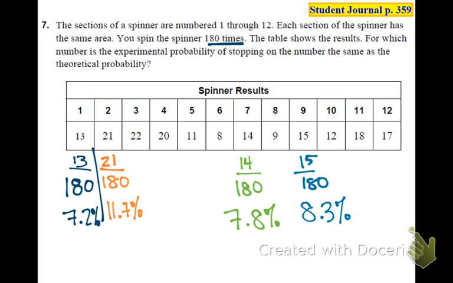So what is my actual answer? The number 9. So it says for which number is the experimental probability the same. So the number 9 is the same. So basically they all should have spun these 15 times each. But they didn't. One of them was spun 8 times. That's ridiculous. Don't bet your horses.